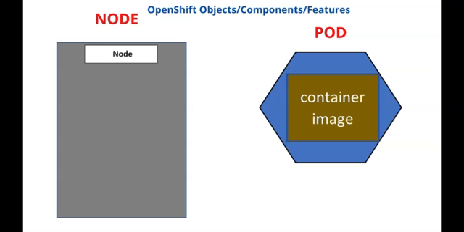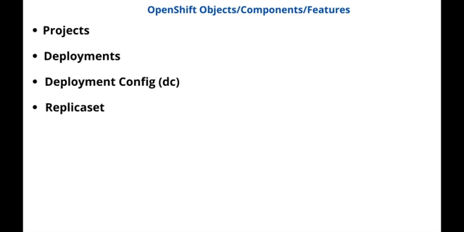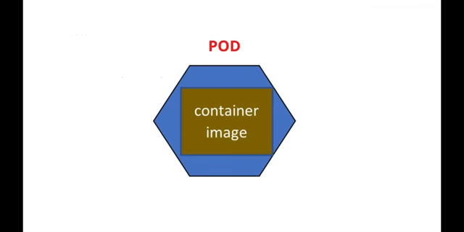In this chapter, we will also learn about some other OpenShift objects, components, or features such as project, deployment, deployment config, replica set, and replication controllers. In this lesson, we will be deploying our first application, and as we have learned in one of the previous lessons, your applications or container image resides in a pod. So basically, deploying an application simply means creating a pod.